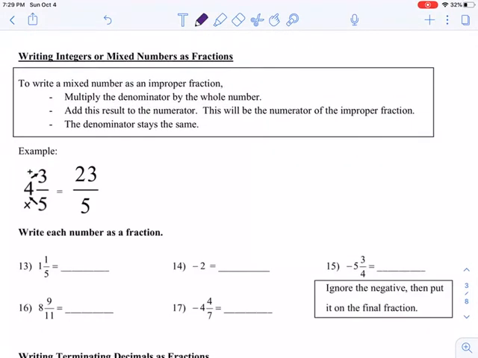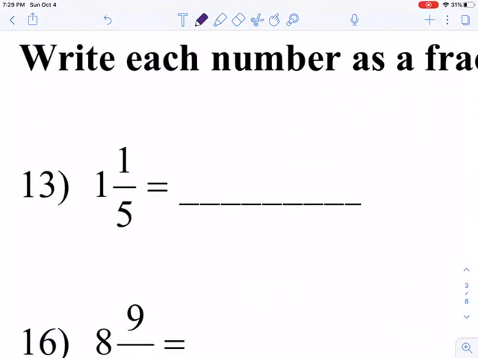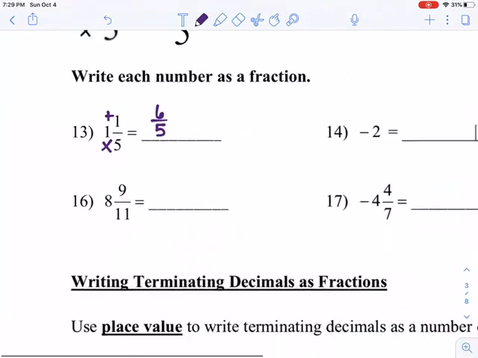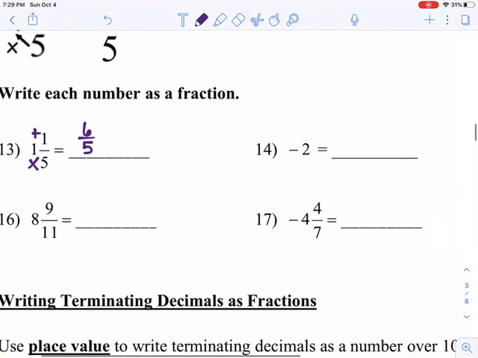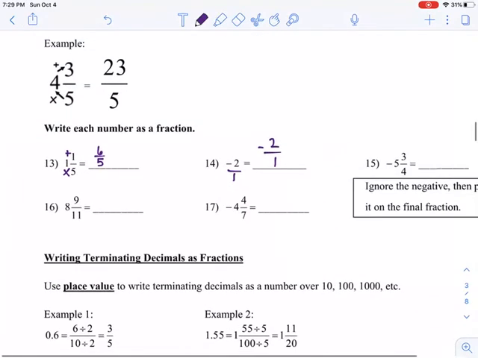All right, so writing integers or mixed numbers as fractions. This is what in elementary school you used to call like around the clock. Remember, you multiply your denominator by the whole number, and then you add the top number. You always keep the denominator. So in this example, you would do 5 times 1 plus 1. That gives you 6, and you keep the 5 on the bottom. Now, if you would have, like in number 14, you can always just put a 1 underneath.